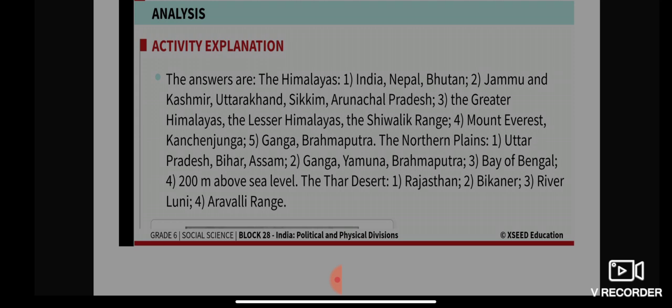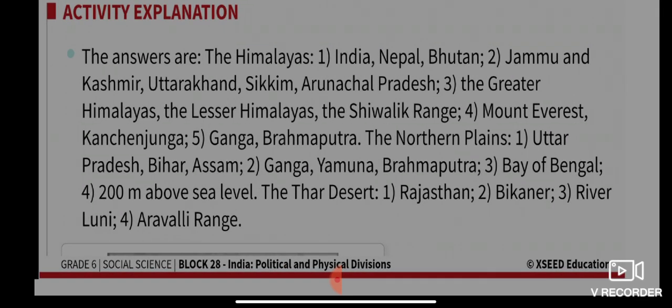And the states are Jammu and Kashmir, Uttarakhand, Sikkim, Arunachal Pradesh. Those are the four states which the Himalayas pass through. The names of the Himalayan ranges are the Greater Himalayas, the Lesser Himalayas and the Shivalik range. Those are the mountain ranges of the Himalayas. Mount Everest is the highest peak in the Himalayan mountain range, and the second highest peak is Mount Kanchenjunga.